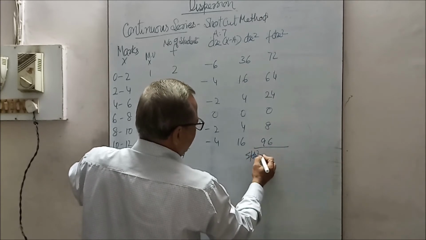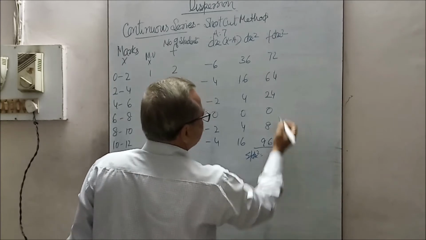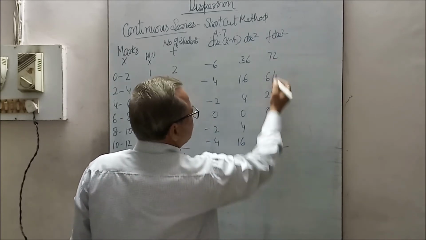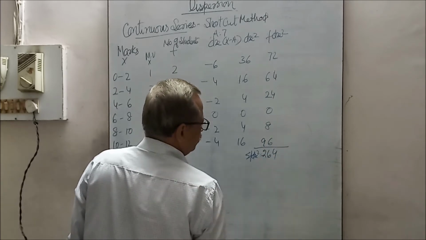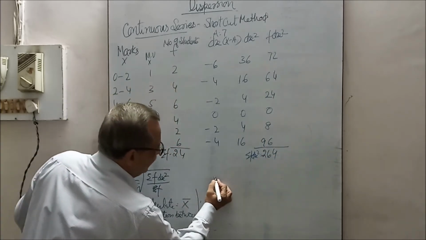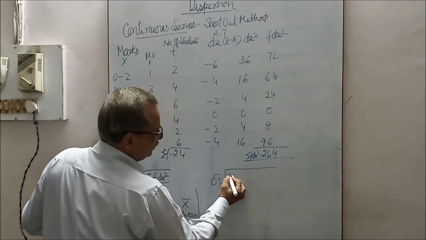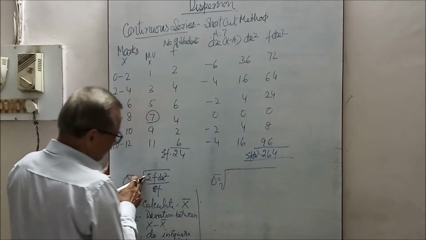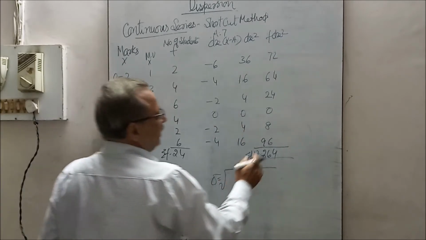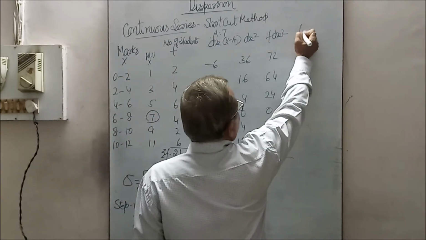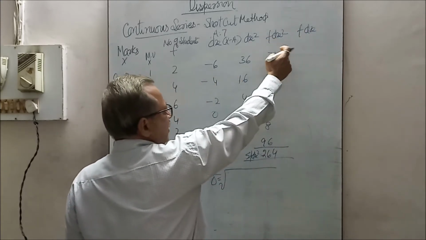f dx square is equal to 264, and then put in the formula. Standard deviation is equal to summation f dx square upon summation f. But here one thing we will have to do, that is f dx. F dx I have not calculated. Now first f dx I have taken.